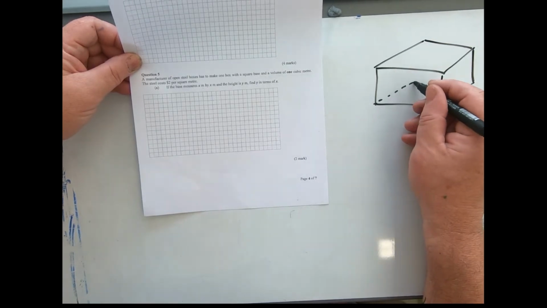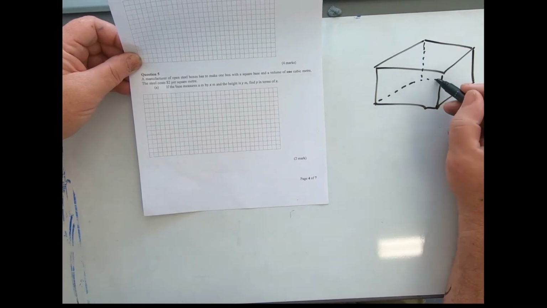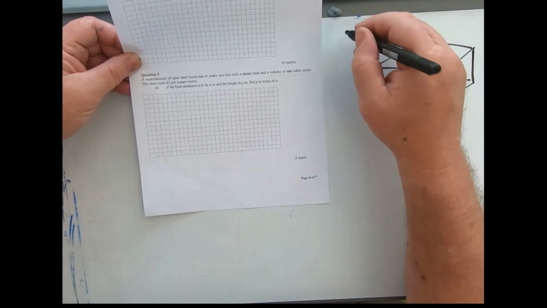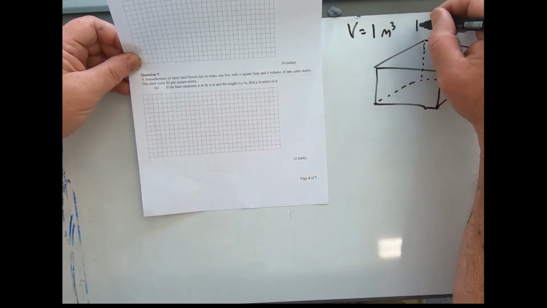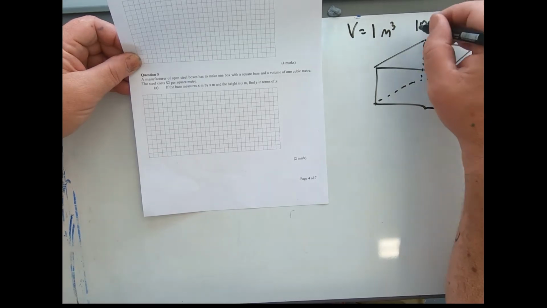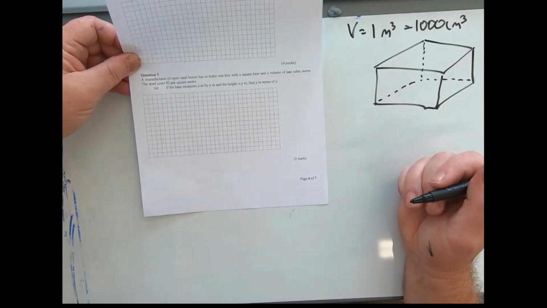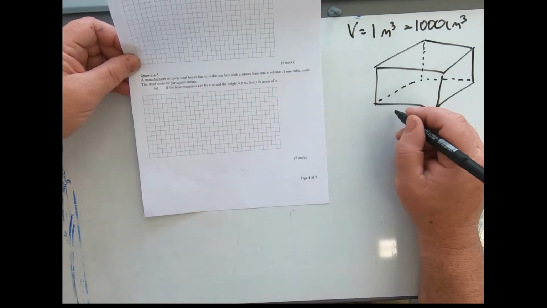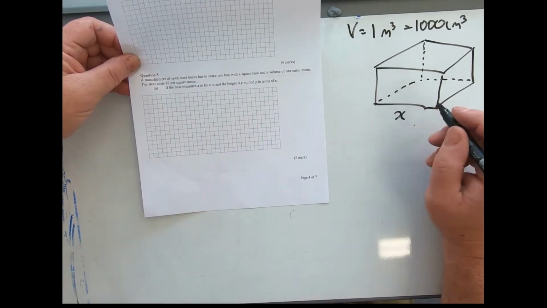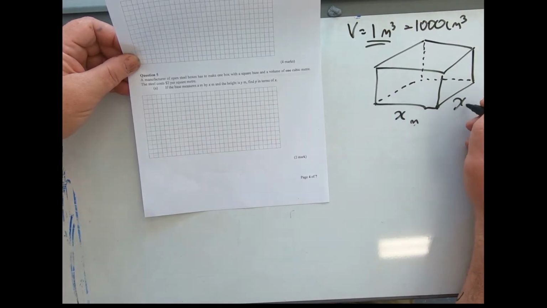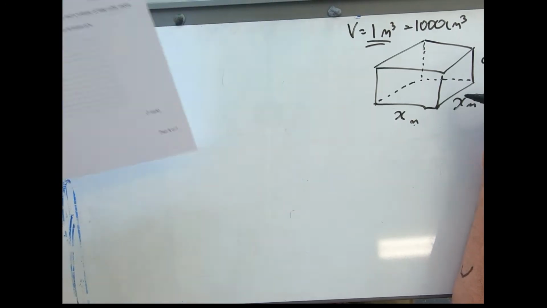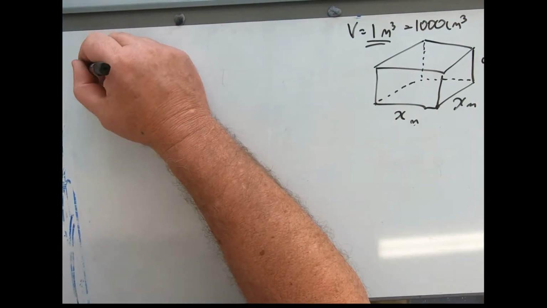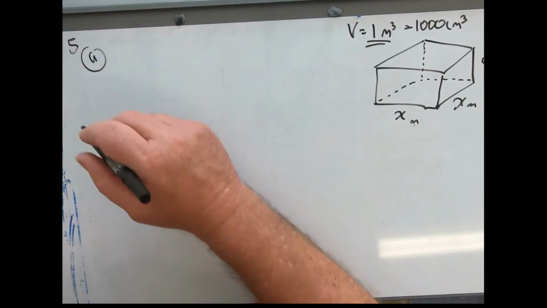Okay, the base is square. Volume is equal to 1 cubic meter. Now maybe we need that, or maybe we need this, whichever one's going to give us better units. However, the base is x meters by x meters, so we're going to use that one. And the height is y. So this is one of those questions where you have two letters and you want one letter. Part A asks us to rearrange the variable and get y by itself.